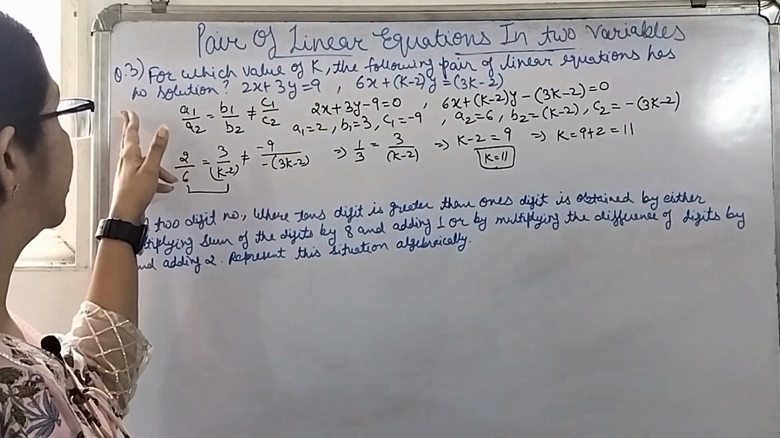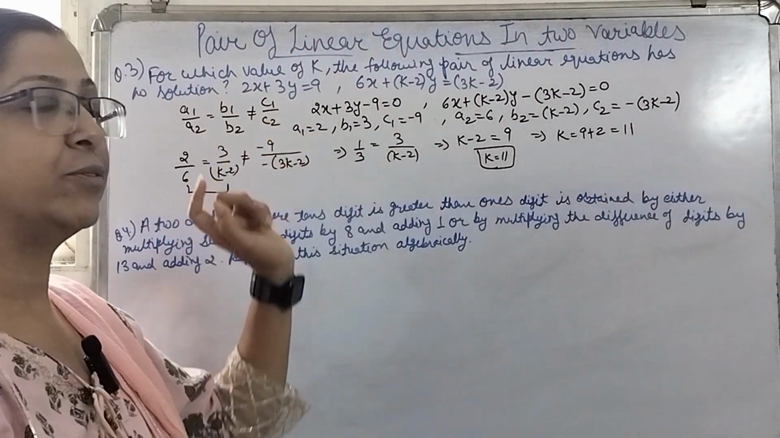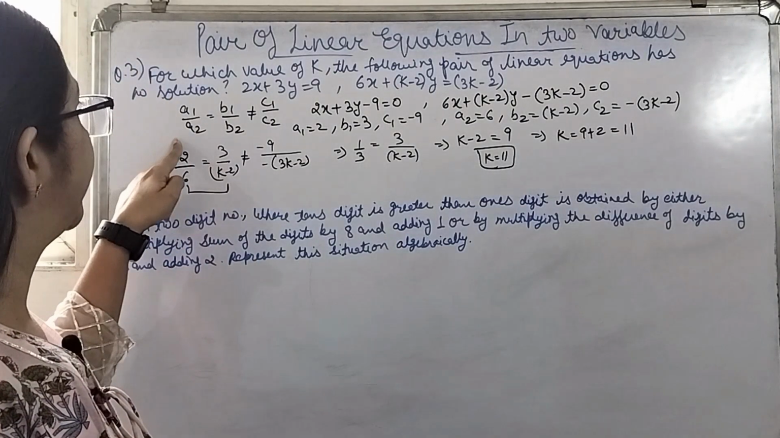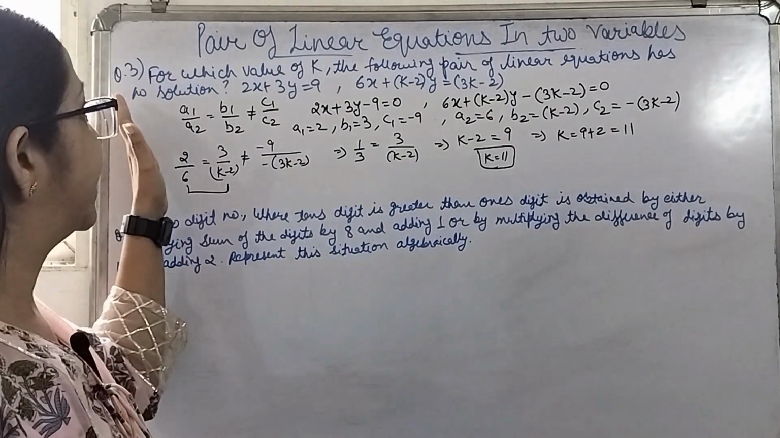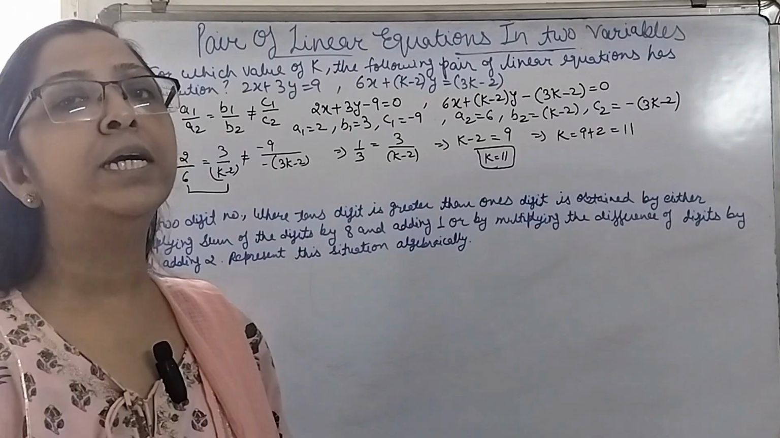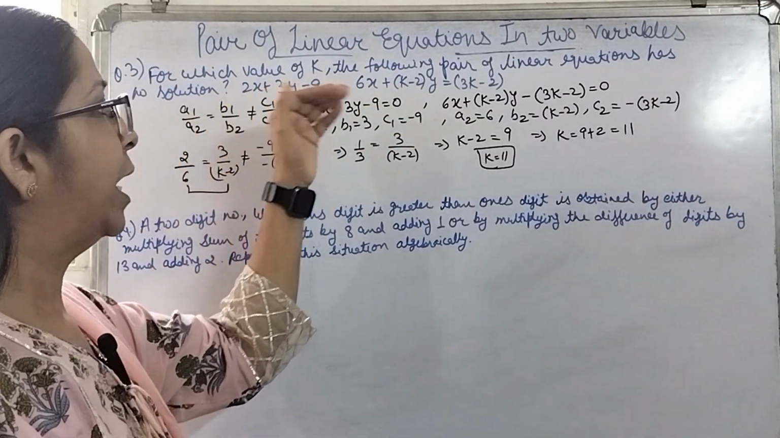So for no solution, the condition is a1/a2 = b1/b2 not equal to c1/c2. For intersecting lines, the condition is a1/a2 should not be equal to b1/b2. And for coinciding lines, the condition is a1/a2 = b1/b2 = c1/c2. So as per the condition, we take it and find the value of the unknown.